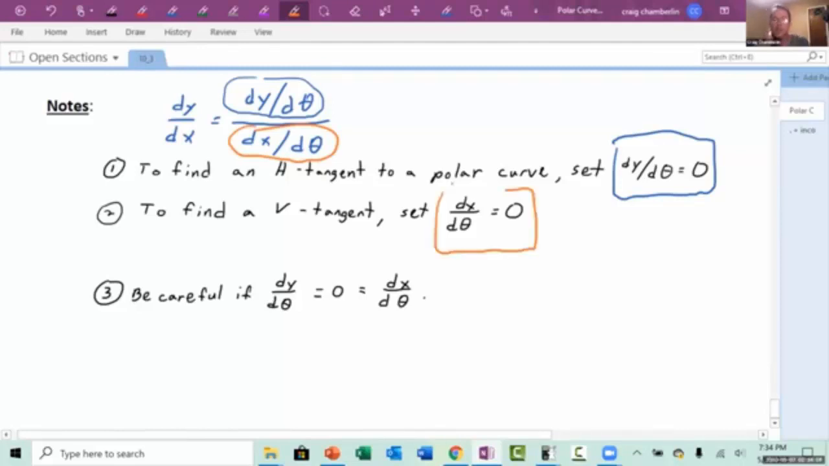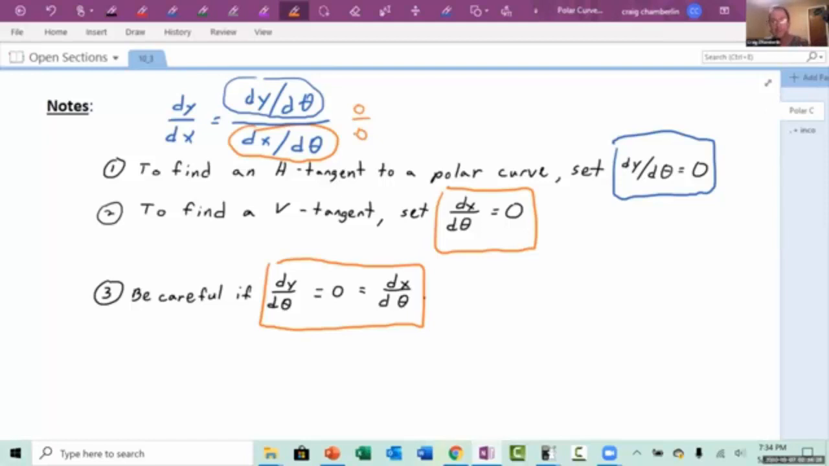Same as in 10.2. Now, be careful. If dy d theta and dx d theta both equal 0, then the derivative is 0 over 0, right? And you've got an indeterminate form for your derivative. Now, what that means in practice is you're not sure if you have a vertical tangent or a horizontal tangent where you get 0 over 0 for the derivative. Okay.